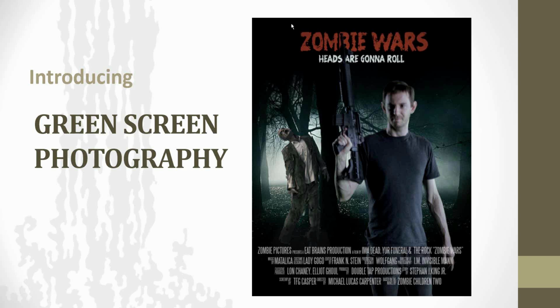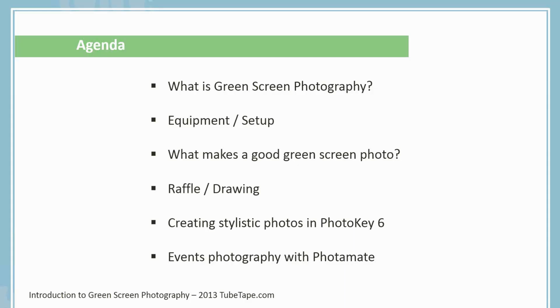And then after we do that, we're going to actually get into the meat of the webinar and show you how to create stylistic photos in PhotoKey 6, and that'll be the main part of it. And then the last thing, we're going to also show some stuff with Photamate, the other piece of software we sell. And it's really designed for event photography. So we're going to show you some of the cool stuff it can do too.